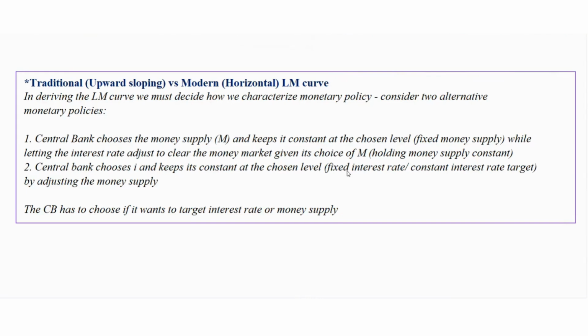So whenever we're deriving the LM curve, we need to consider two alternative policy options. One is the fixed money supply policy, where you choose the money supply, keep it constant, and let the interest rate adjust to maintain equilibrium in the money market. Alternatively, you can follow a fixed interest rate policy, where you choose the interest rate and keep it constant by adjusting the money supply. So you have to choose whether you want to target the interest rate or the money supply.